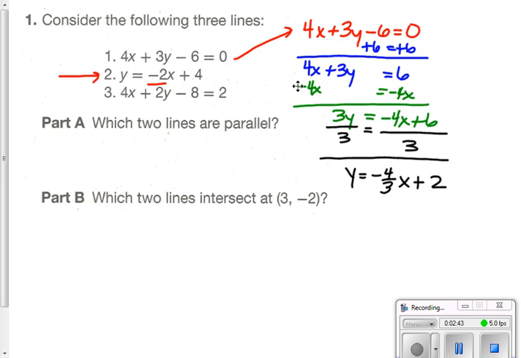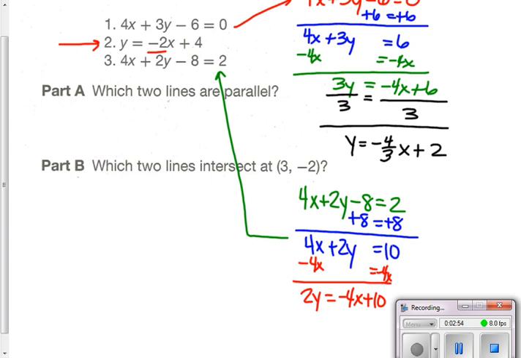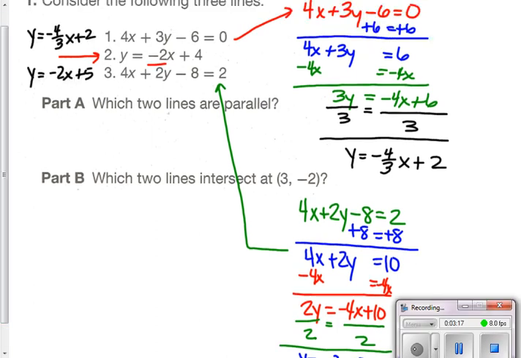Same scenario for 3. Try to put that in slope-intercept form. Start out with your equation. Add 8 to both sides. Subtract 4x from both sides. Get y by itself, divide by 2. You now have y alone. So we have y equals -4x divided by 2, which gives us -2x, and 10 divided by 2 would give us +5. Next, I put each of the given equations in slope-intercept form. So I have everything in slope-intercept form.